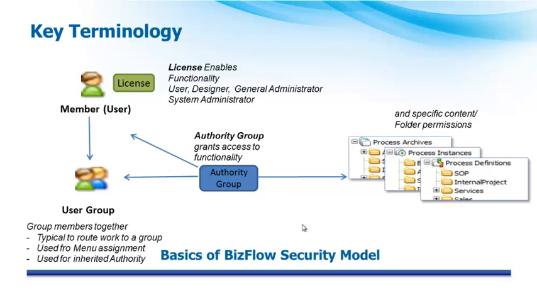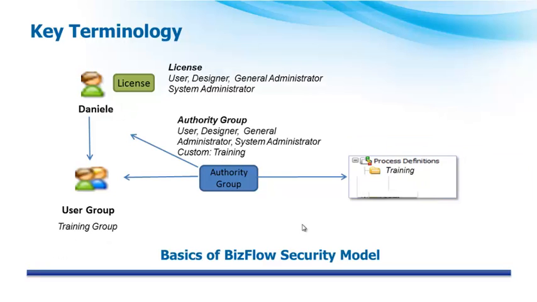And the second attribute or characteristic we assign to a user or a member in addition to their license is the authority group that they belong to. This authority not only grants access to functionality, it also is applied to folders in BizFlow, and then therefore provides permissions to different content, really meaning processes.